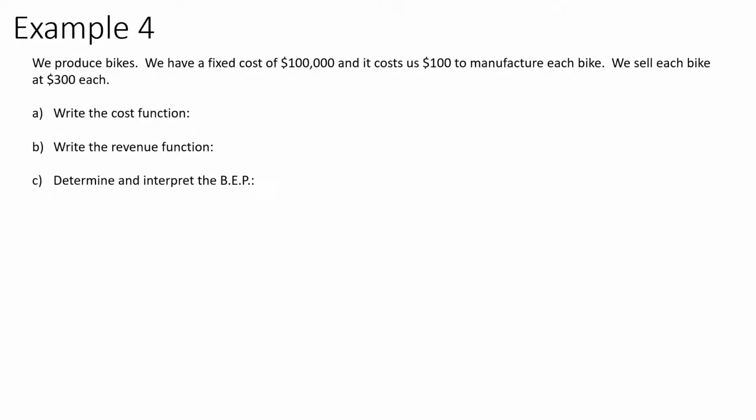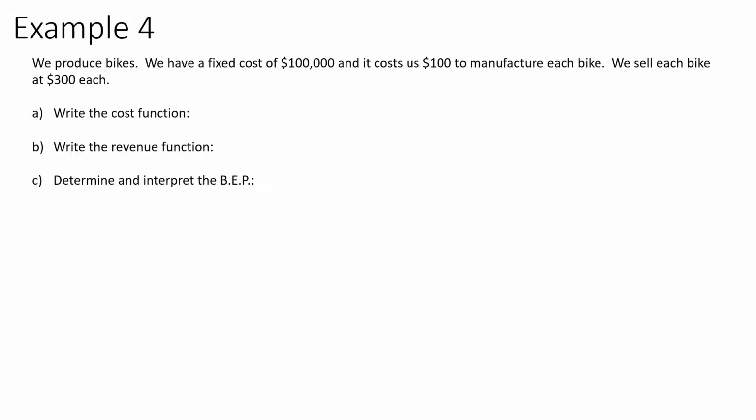Example 4. So this is an application of the break-even problem. We produce bicycles. We have a fixed cost of $100,000, and it costs us $100 to manufacture each bike. We sell each bike at $300 each. So we're going to analyze that.